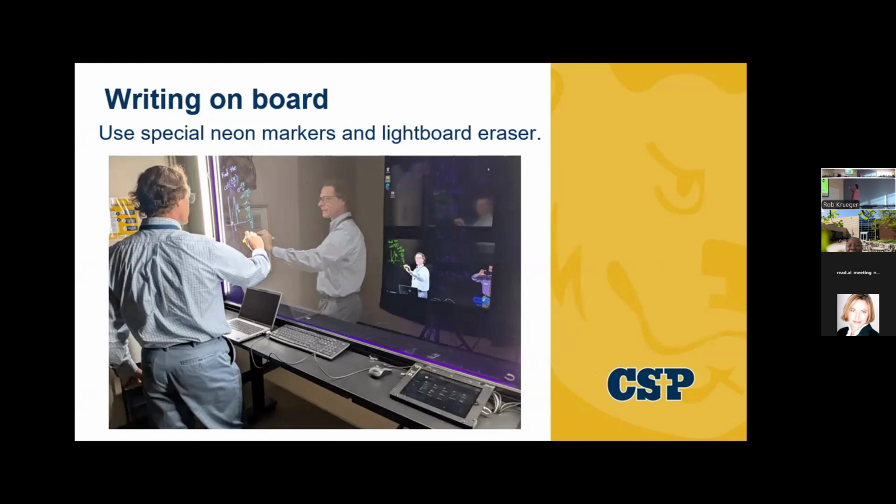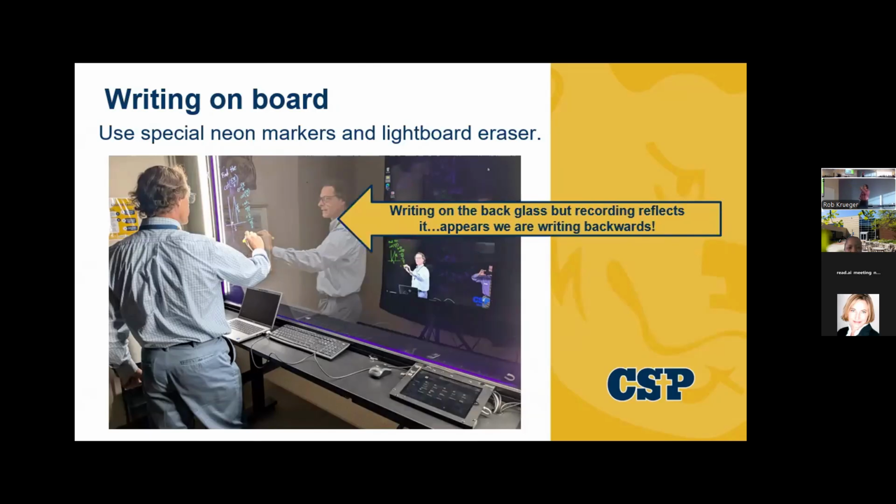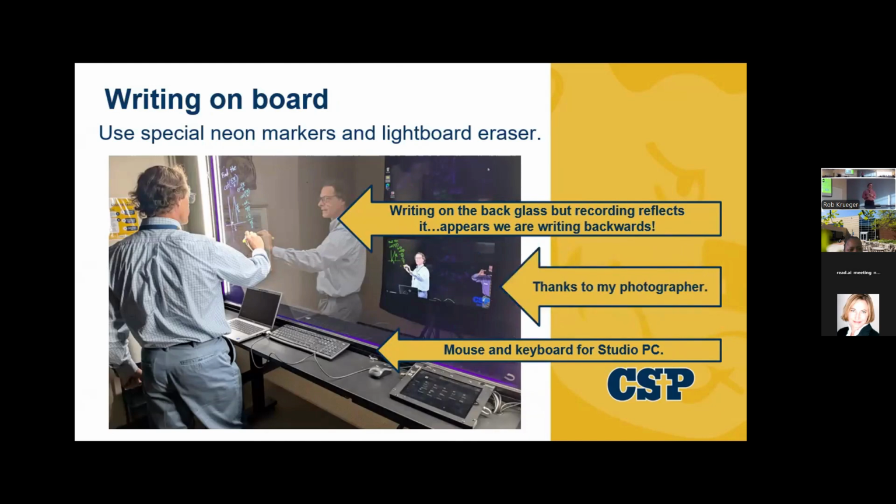We talked about. And so, this is just an example of me here. I'm writing on this side, so notice it looks like I'm writing it, right? So that I can see just like I'm writing on a board, but it's reversing it on the other side. Writing on the back of the glass, it reflects it. And so here again is the mouse and the keyboard for the Studio PC, if you're adjusting things. And thank you to my photographer for the little bit of help.